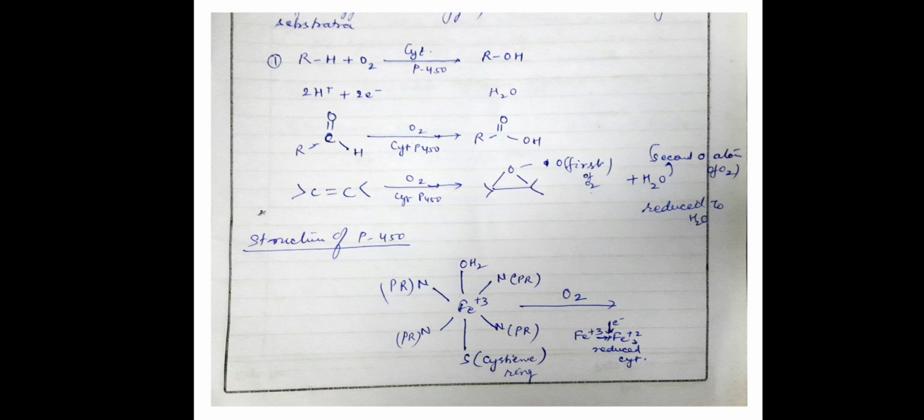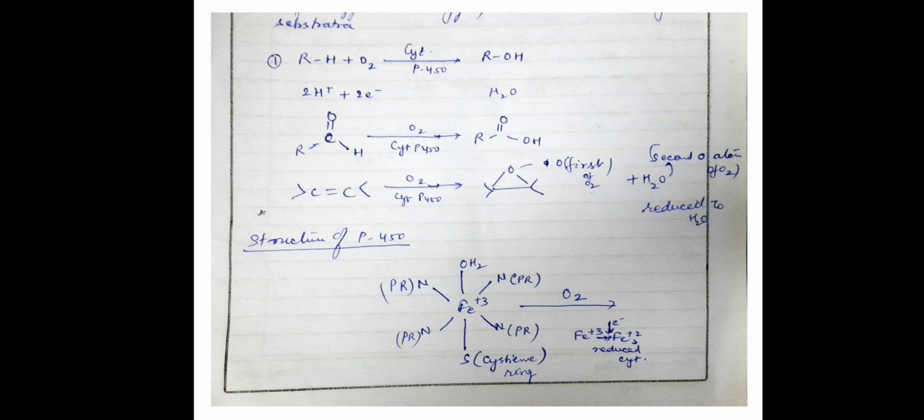Again, the first oxygen is the monooxygen group, and the second oxygen goes to water. The two oxygen atoms of the oxygen molecule break apart: the first is in the epoxide and the other is reduced to water.